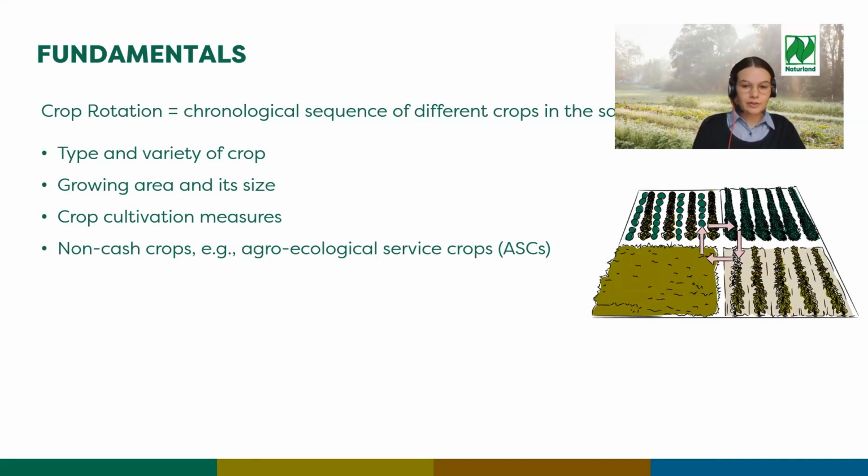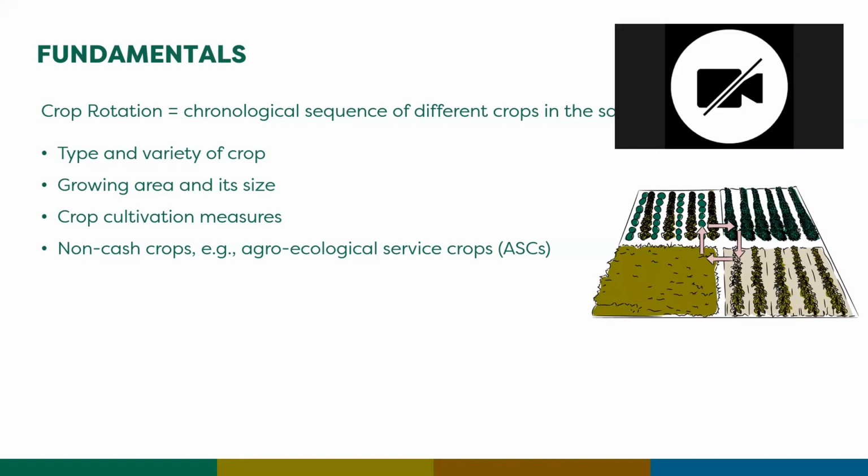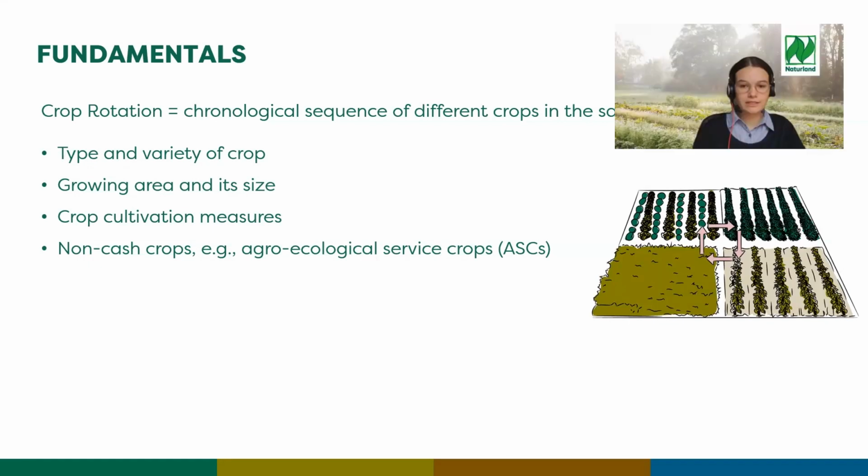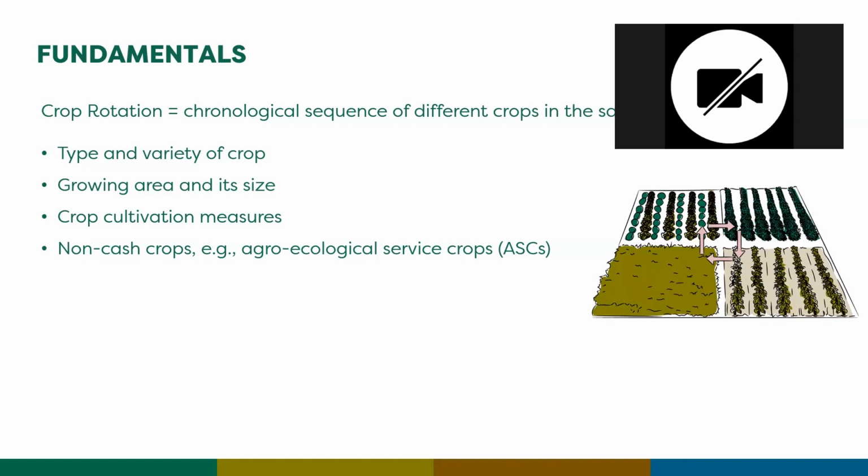But next to cash crops, crop rotation also influences the cultivation of non-cash crops, like the use of agroecological service crops, or short ASCs. These plants are not grown for the yield or monetary profit, but to provide certain benefits to the ecosystem and the main crops grown subsequently.